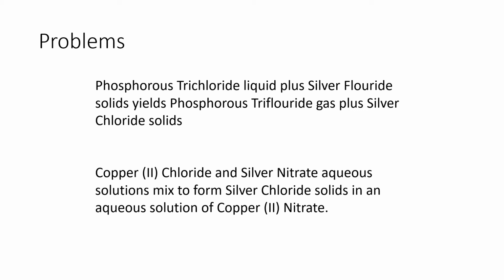Silver's +1, fluoride's -1, so it's AgF. Phosphorus trifluoride, same thing, molecular, PF3. Silver chloride, again, same thing, ionic, +1, -1, AgCl. We're given the states: liquid, solid, gas, solid. So we would write it out and we'd balance it, and you should get something that looks like this, right?